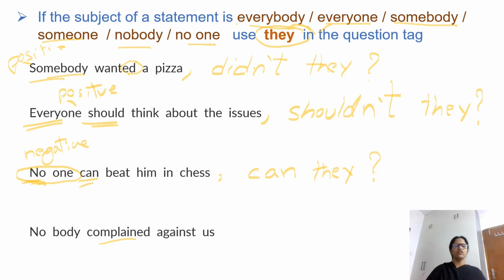Nobody complained against us. There is no auxiliary verb given, so we should take the help of the do form. Complained is the ed form of a verb, so we should use did. With nobody, the statement is negative, and a negative statement takes a positive tag. So did. And if you have nobody as a subject, we should use "they" as a pronoun. Did they is the answer.